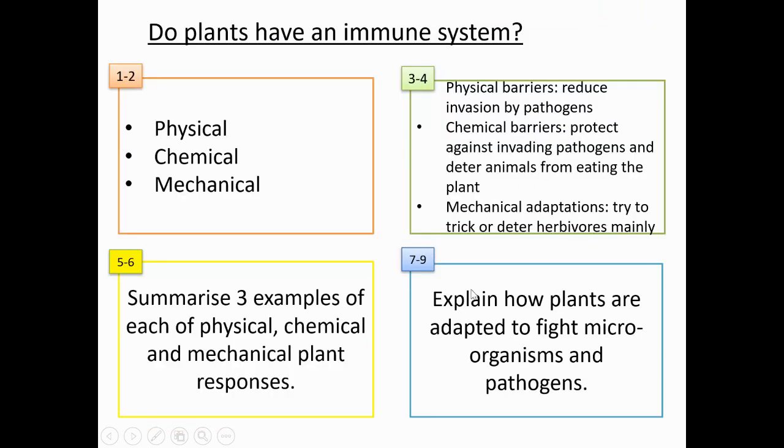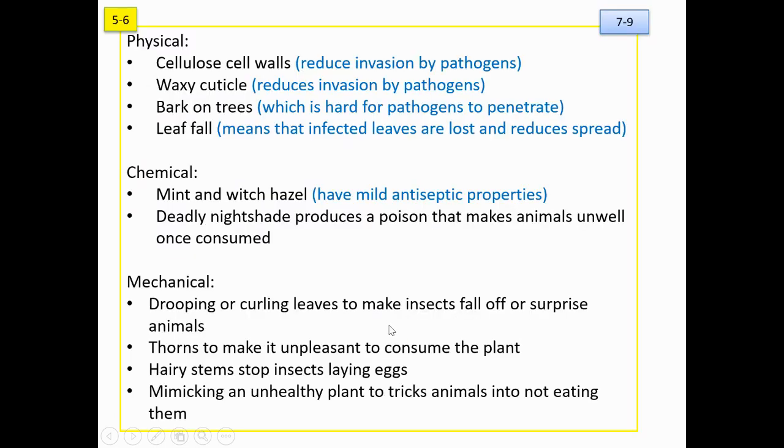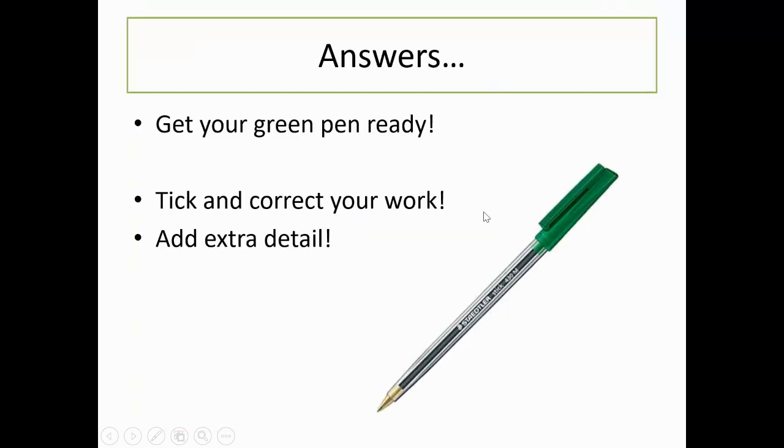The section combined, the blue section, explain how plants are adapted to fight microorganisms and pathogens. Well, that's the bit in blue. So cellulose cell wall reduces invasion by pathogens. Same with the waxy cuticle. The bark on trees is hard for pathogens to penetrate, and leaf fall means that infected leaves are lost and reduces the spread. And the chemical defense have antiseptic properties or antibacterial properties. And there we go.